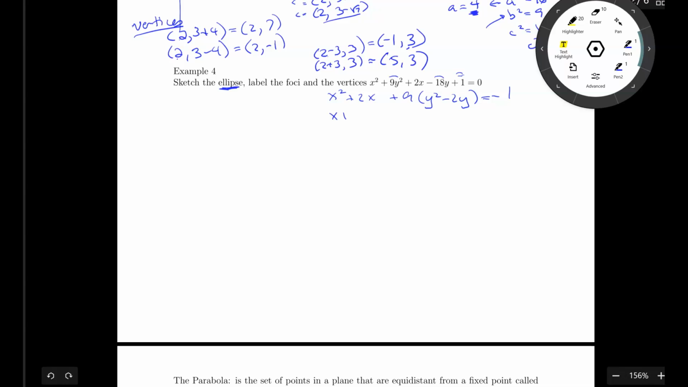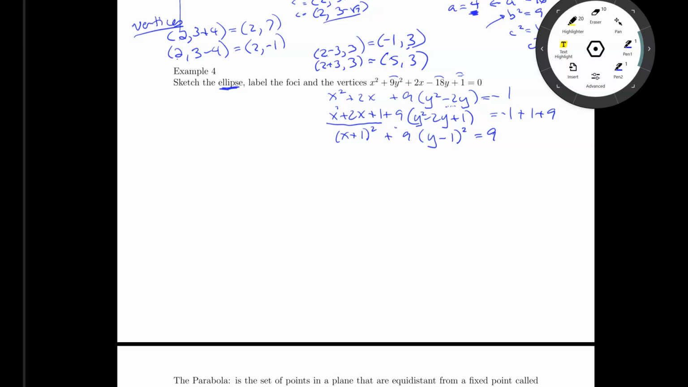All right, so here I'm going to take half of 2 and square it. So I add 1. So I'm going to add 1 to this side. And then here, I'm going to take half of the negative 2 and square it. So I add 1. So I really added 9. So I'm going to add 9 to this side. Oops, I dropped my square, didn't I? Okay, so this is x plus 1 squared, right? This here is squared, plus 9 times y minus 1 squared equals 9.